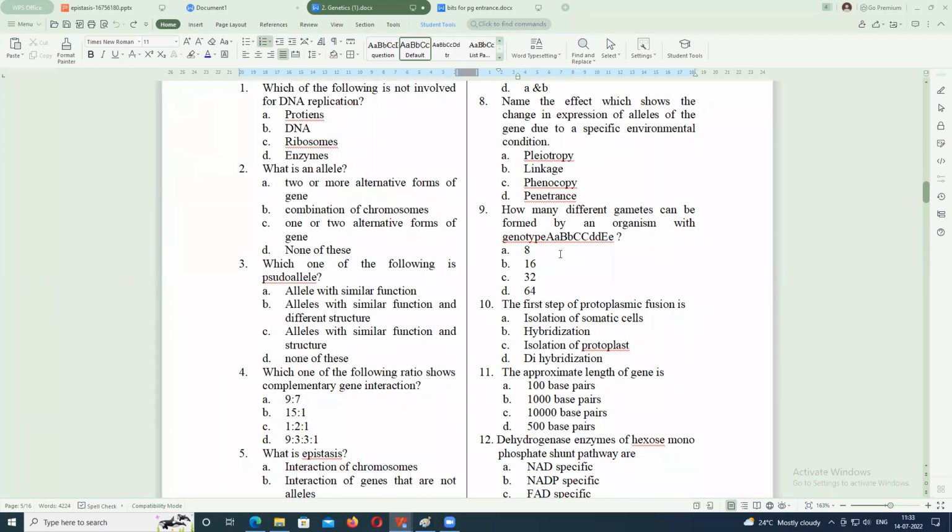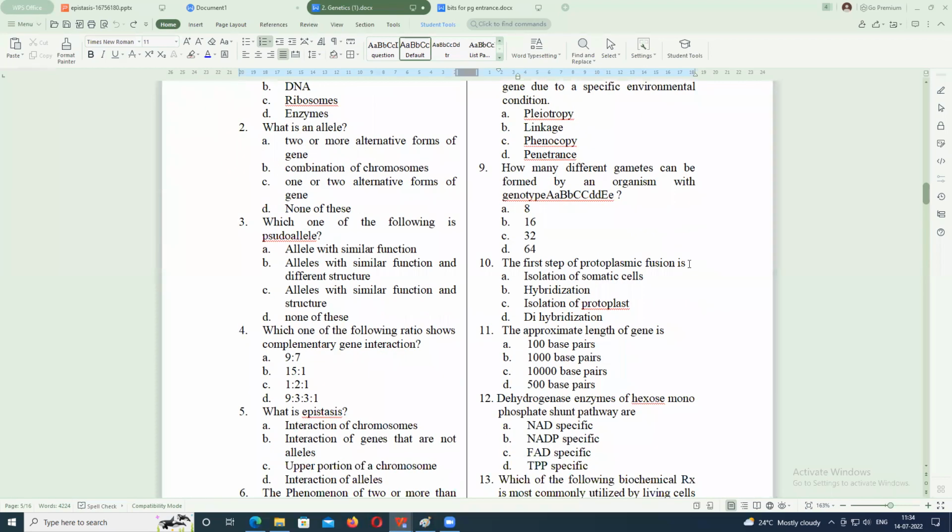Yeah, the answer is correct, but there is a shortcut for this. How many genes are in heterozygous condition? How many genes are here? 3, ma'am. 3. So you have to take the value 2 to the power 3. Where did the power 3 come from? The number of heterozygous genes is 3. So 2 to the power 3, 2 into 2 into 2 will give you 8. Clear? Okay, ma'am. Right.